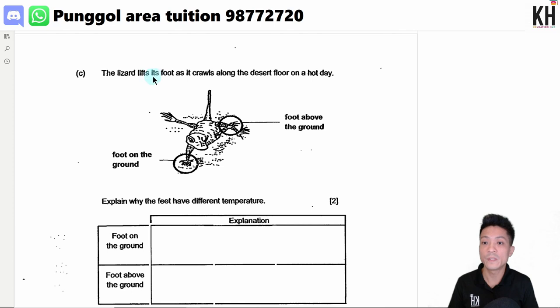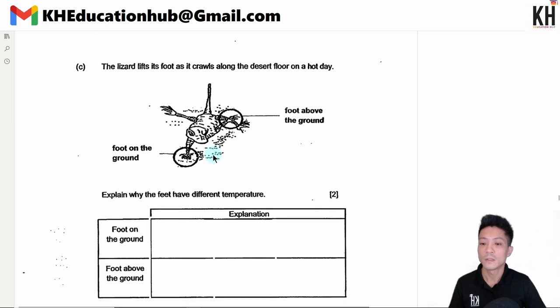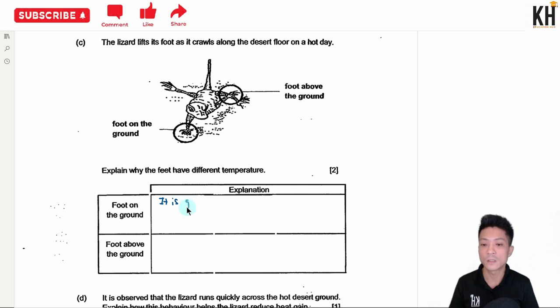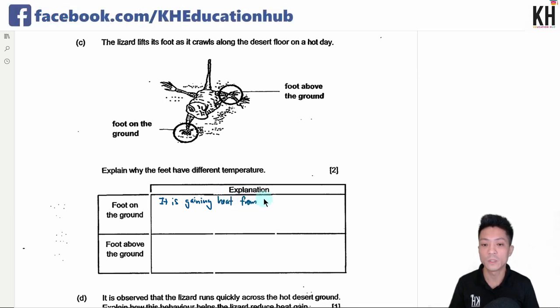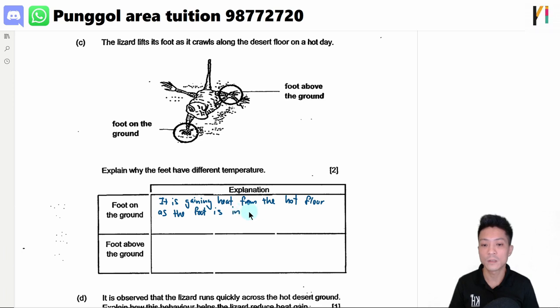Okay, part C, the lizard leaves its footprints as it crosses along the desert floor on a hot day. The food above the ground over here, and then the food on the ground over here. Explain why the feet have a different temperature for the food on the ground. It is gaining heat from the hot floor as the food is in contact with the floor.